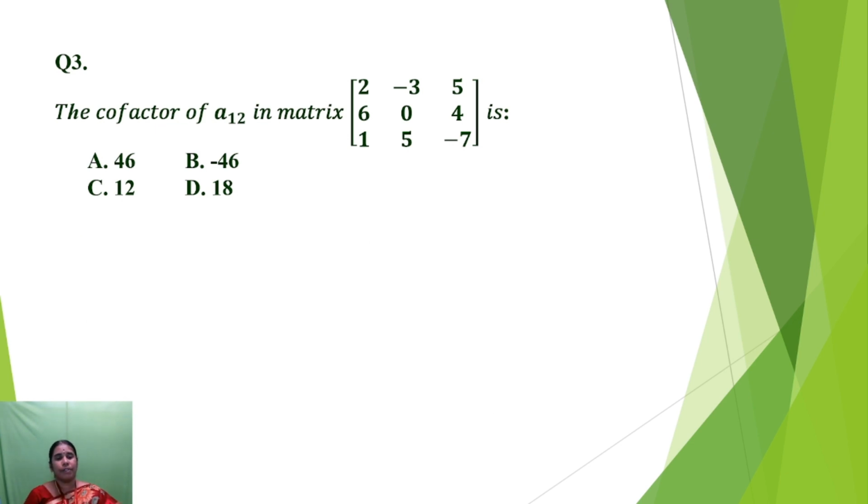The cofactor of A12 in the matrix listing. So we have to calculate the cofactor in the position of A12. It means first row, second column. So we are going to calculate the cofactor for the term minus 3. What is the answer? Here the answer is A.